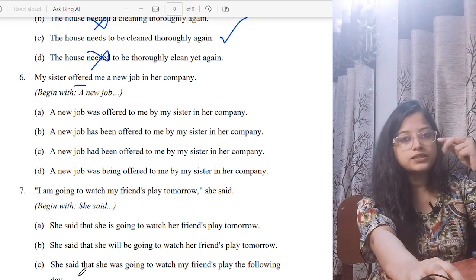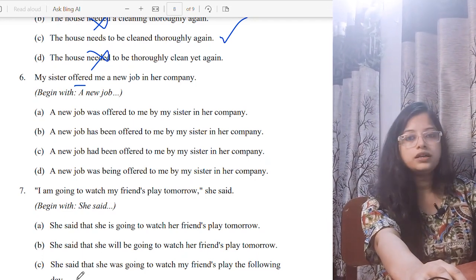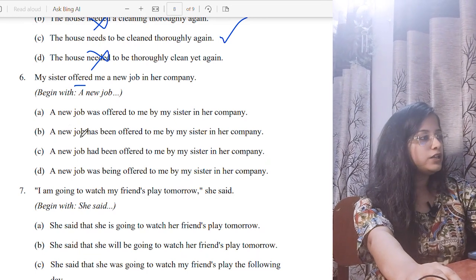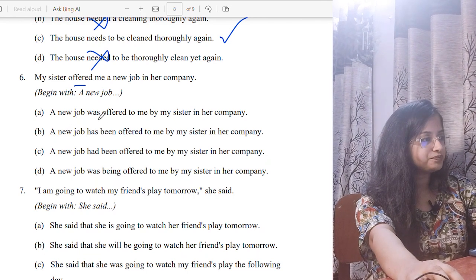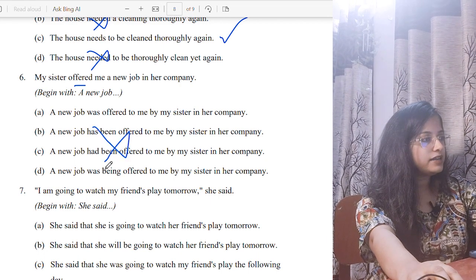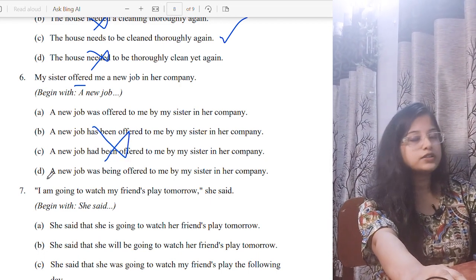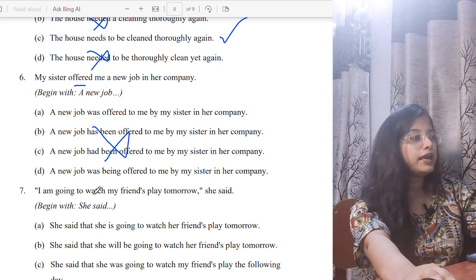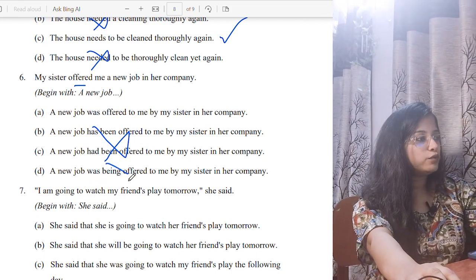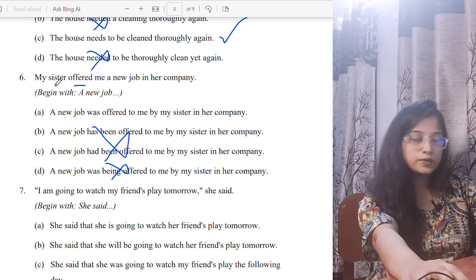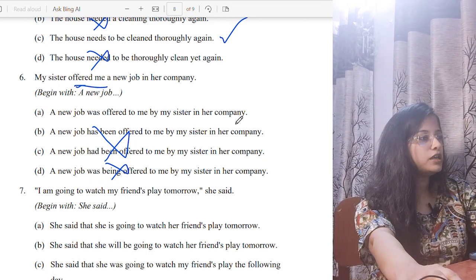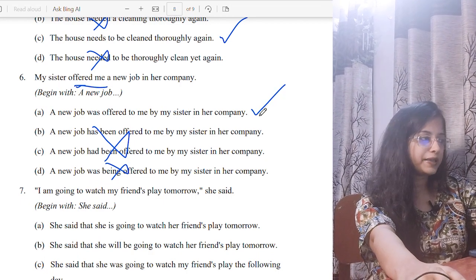The helping verb will be was or were, depending on the singular or plural. New job is singular, so it cannot have were. Were is not there also. Has and had, immediately strike them out, because has is for present perfect and had is for past perfect. And was being offered will be for continuous tense. This is not a continuous form. So the correct answer is option number A.